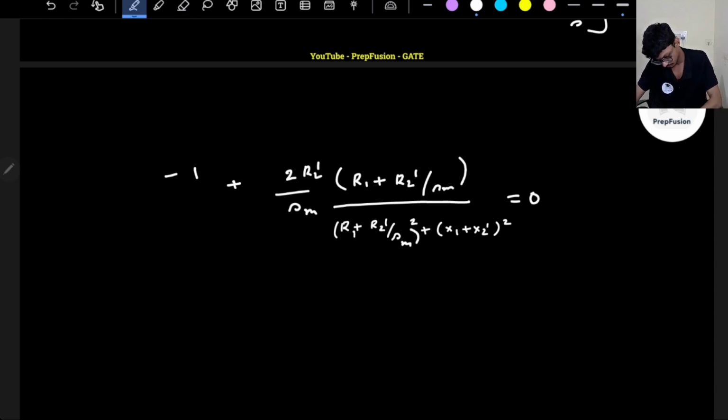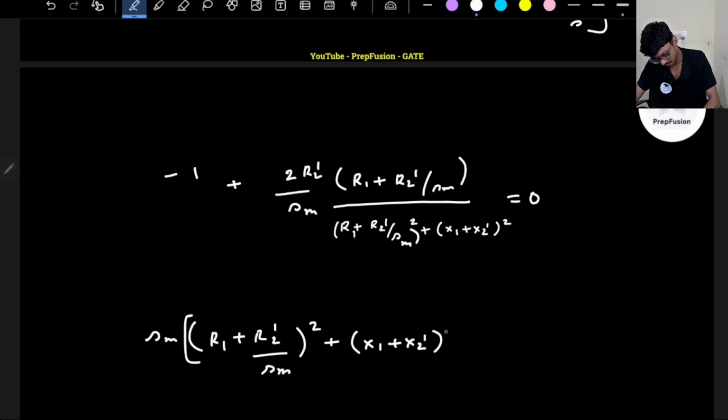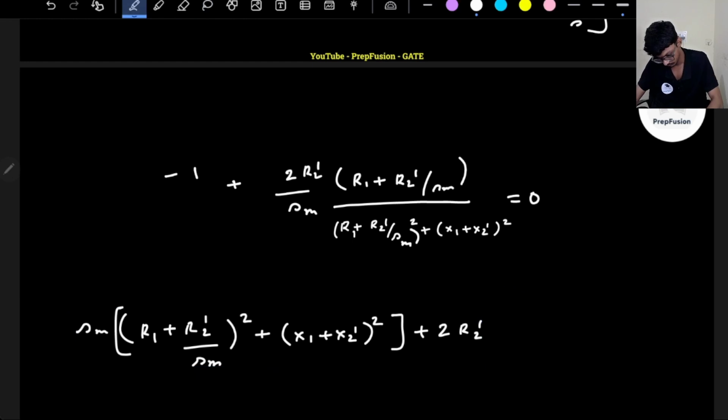So this will be sm into r1 plus, divided by sm whole square, plus x1 divided by x2 dash whole square, plus 2r2 dash into (r1 plus r2 dash) divided by sm.